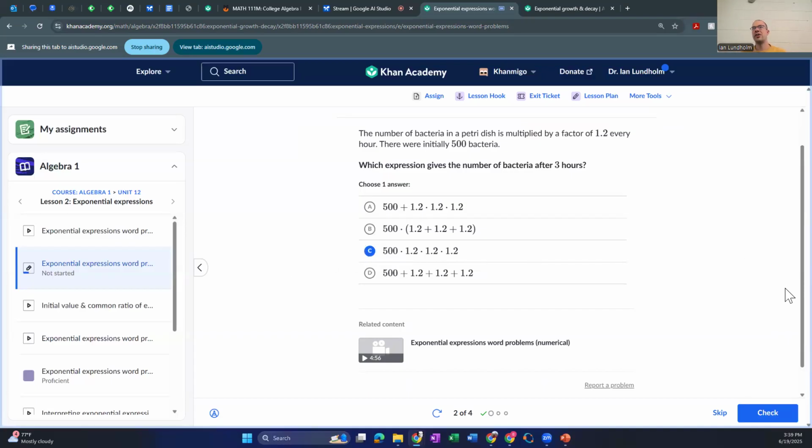Yes, that's correct. The number of bacteria is multiplied by 1.2 each hour. So after 3 hours, you multiply the initial 500 by 1.2 3 times. So option C is the correct expression.